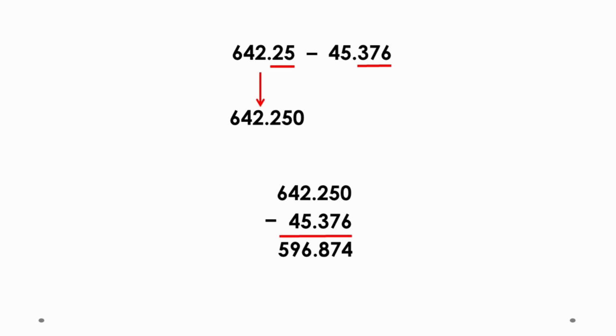Writing 642.25 as 642.250 makes it the number with 3 decimal places. Now we can subtract them in vertical format. We get the result as 596.874.